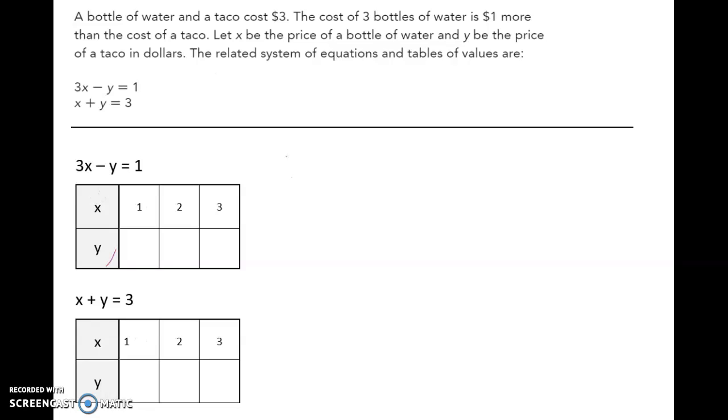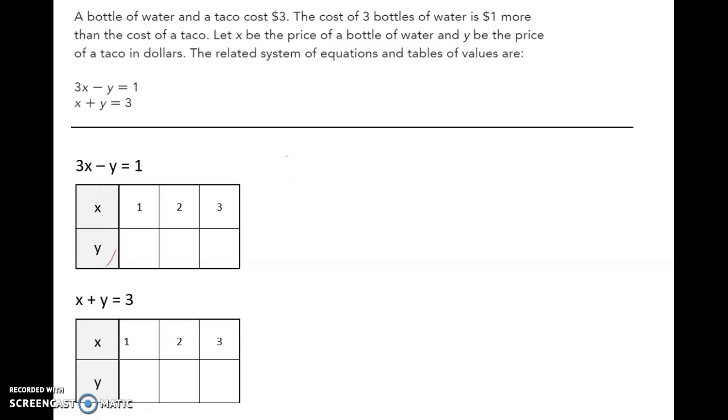The related system of equations in tables and values are, so you see X plus Y, the two of them added together is $3, and 3 times a bottle of water minus the taco is going to be $1, because 3 times the water is 1 more than the taco. So we'll build this system. We know we're not going to use 0 for X, because I don't believe we're going to have 0 bottles of water, but we'll see.